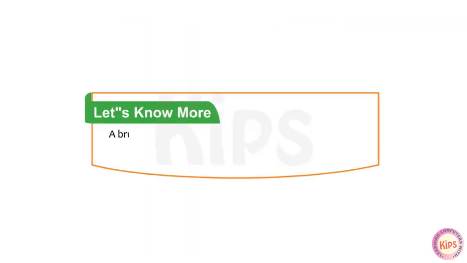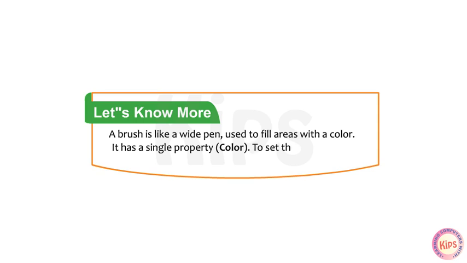Let us know more. A brush is like a pen used to fill areas with a color. It has a single property, color. To set the brush color, use GraphicsWindow.BrushColor = "color".